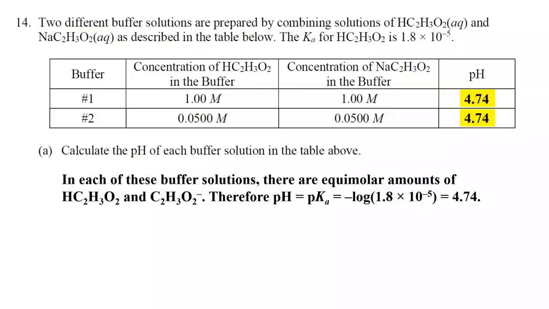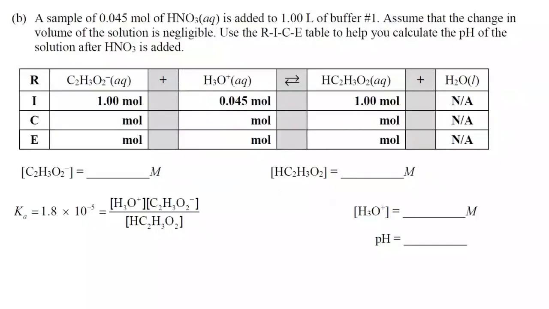Now let's take a look at part B of this question. It says a sample of 0.045 moles of nitric acid, which is a strong acid, is added to 1 liter of buffer number 1. Assume that the change in volume of the solution is negligible. Use the RICE table to help you calculate the pH of the solution after the nitric acid is added.